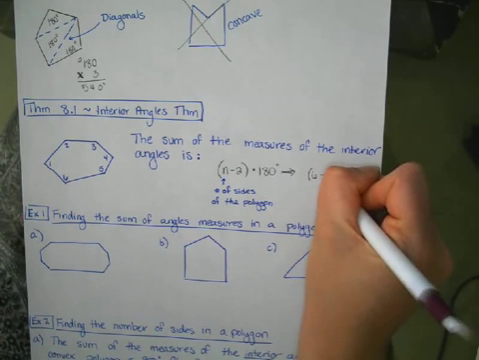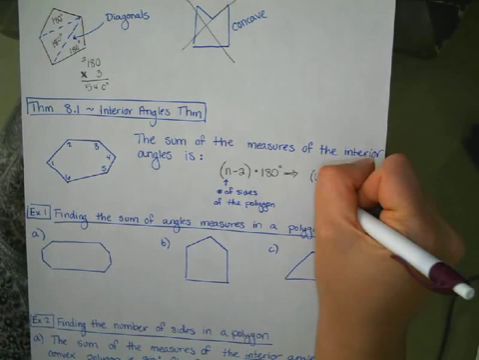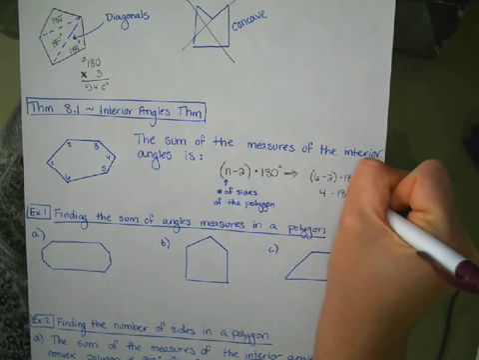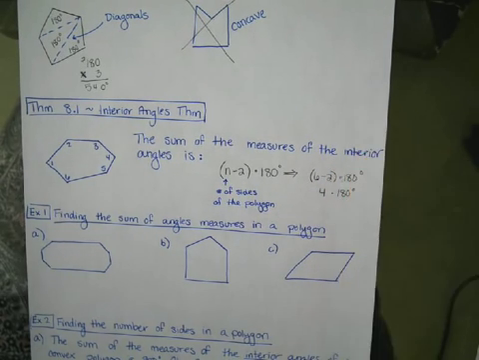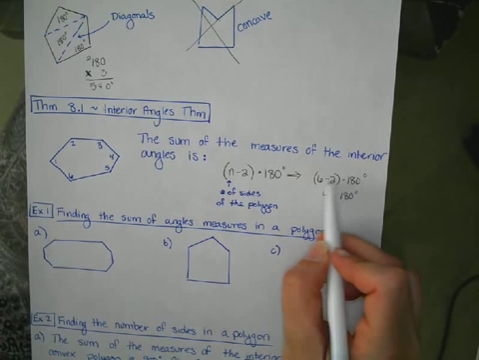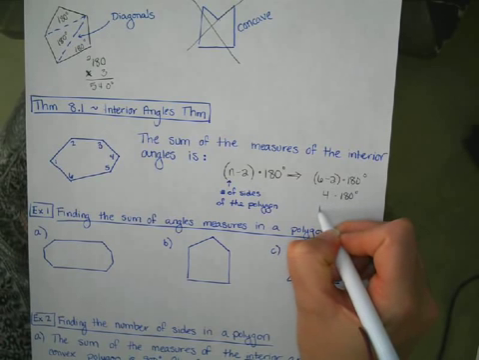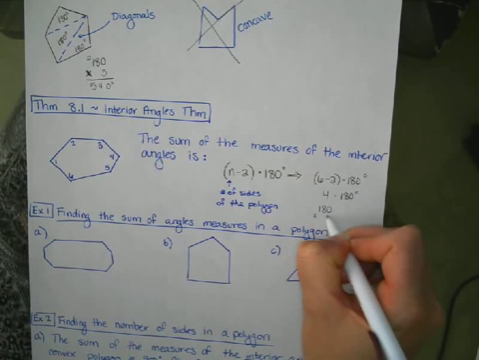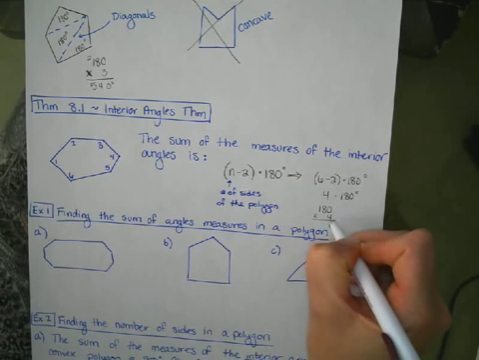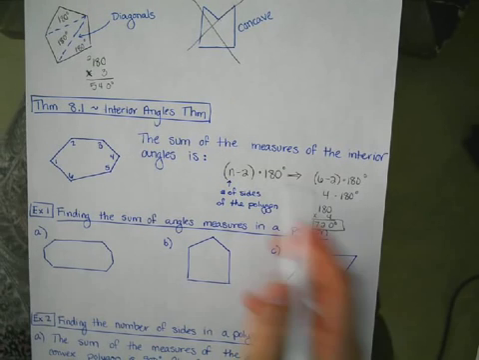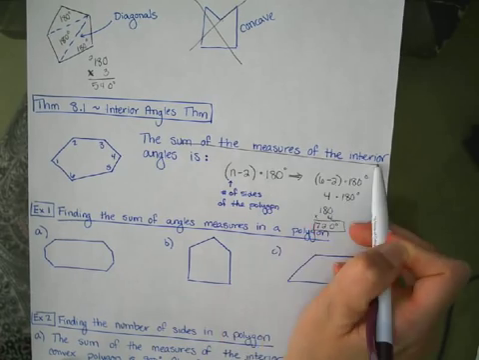The one thing I don't recommend is trying to distribute the 180 onto both terms. You'll get huge numbers. Instead, we're going to multiply from here. So I have 180 times 4, which is what? 720 degrees. So the sum of the interior angles here adds up to 720. Let's try these ones.